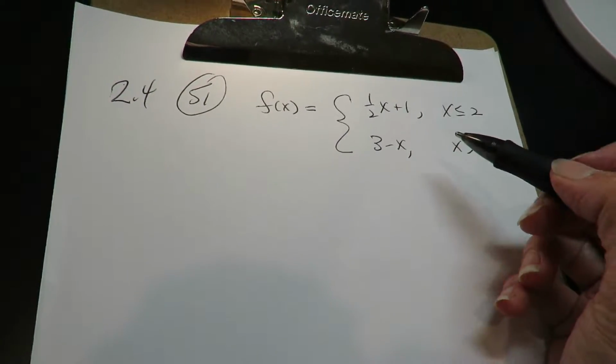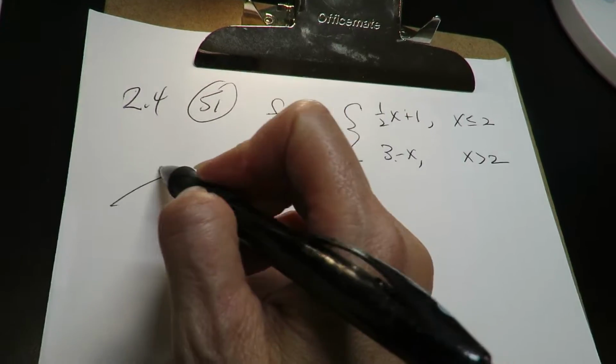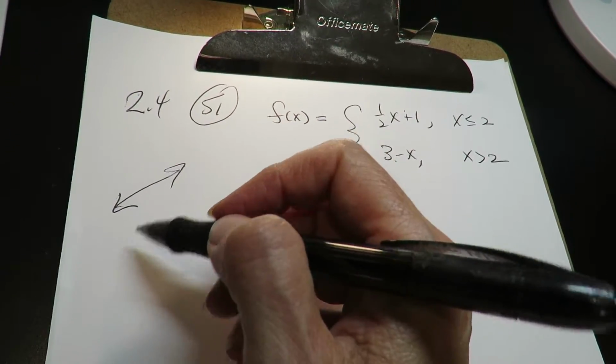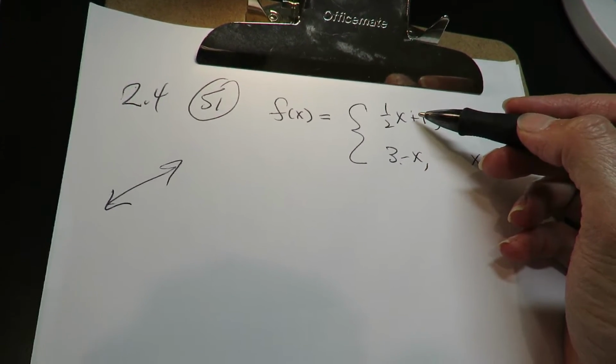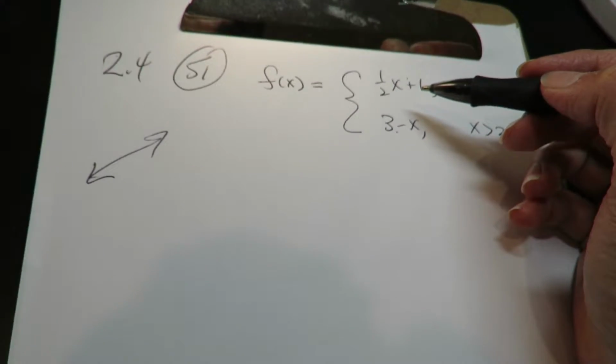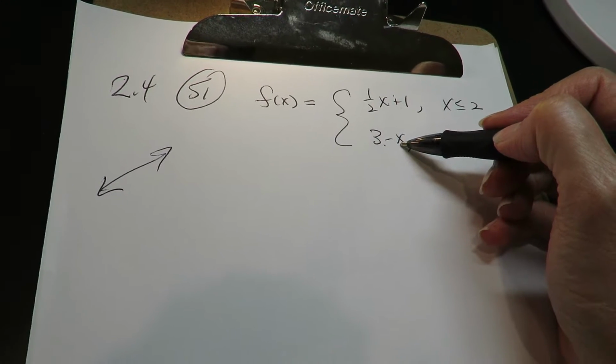Now we're looking at continuity. These are both linear cases. So in a linear case, there are no holes, no gaps, no vertical asymptotes. Since these are both linear, each of them alone is continuous. So this is a continuous function, this is a continuous function.